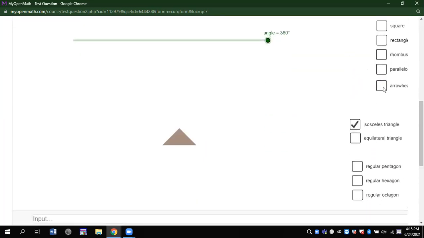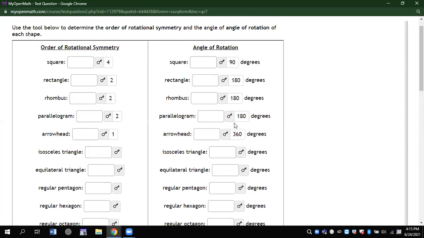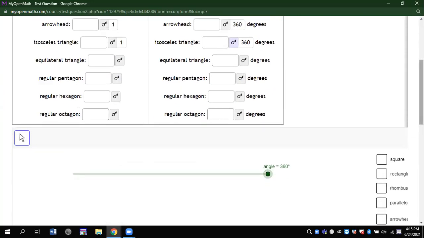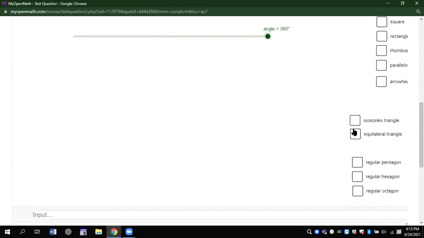Let's click on that. Okay, here we have an isosceles. Isosceles means 2 sides are equal. Let's rotate it. Is it not unto itself yet? Not till you go all the way to 360 does it come back onto itself. So only one time as we went around 360. Next one is going to be the equilateral triangle. And so let's go back to the beginning here.